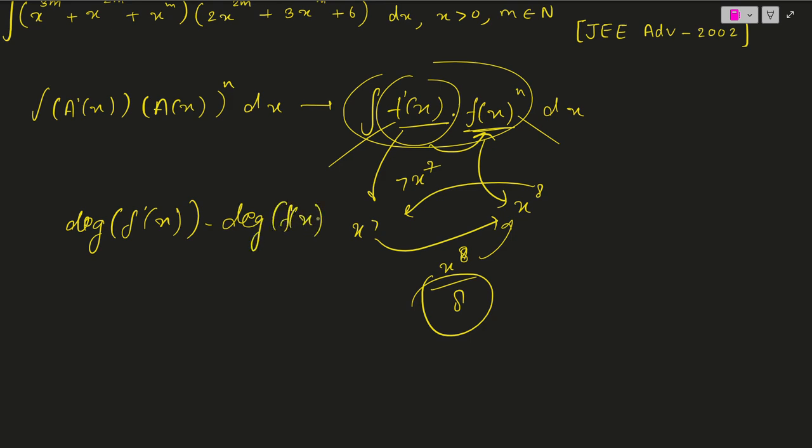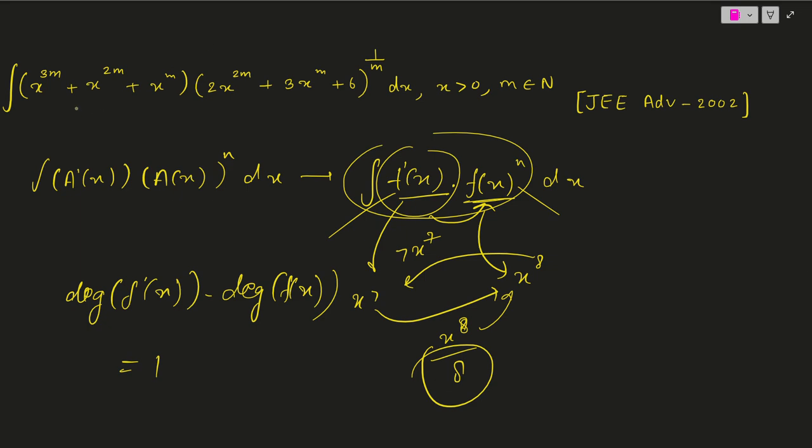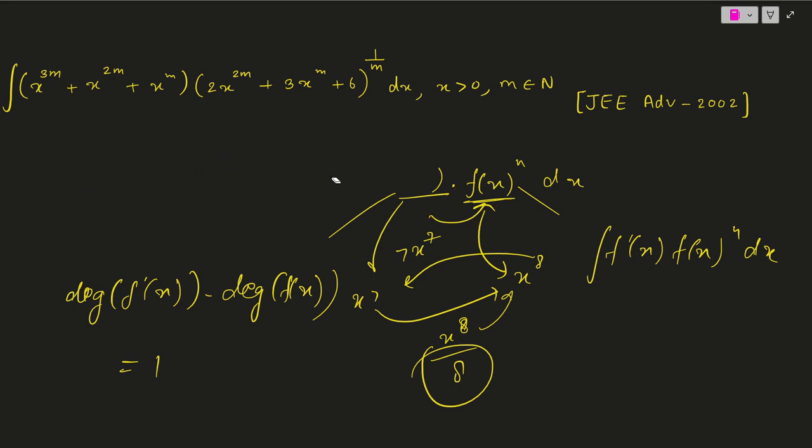So to do this, either we have to take something common and then multiply it, then it will make such a form of f dash x, f(x) raised to power n dx. So now let's proceed with the question.